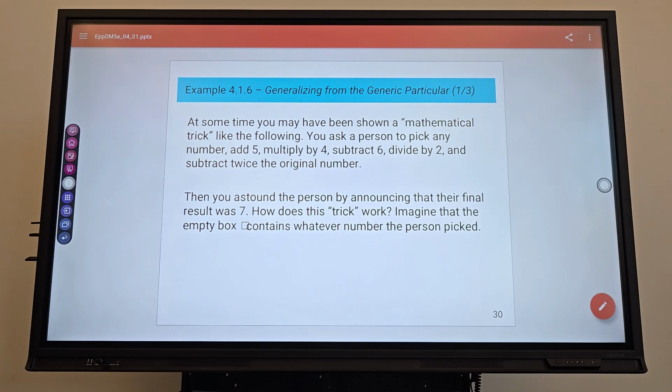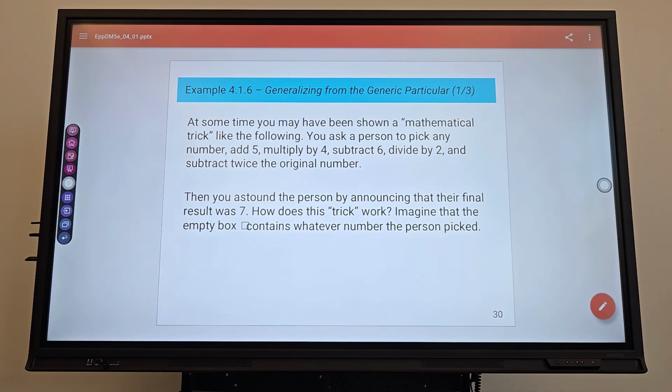You ask a person to pick any number, add 5, multiply by 4, subtract 6, divide by 2, and subtract twice the original number. You can astound the person by announcing that their final result was 7. How does the trick work?